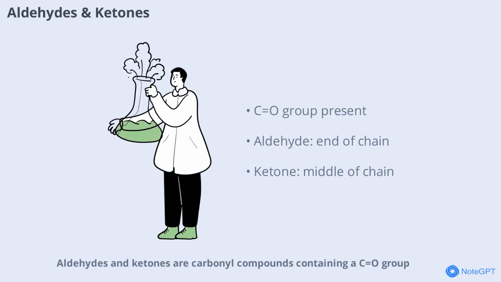Aldehydes and ketones are carbonyl compounds containing a C=O group. Aldehydes have the carbonyl at the end of the chain while ketones have it in the middle. We'll compare their structures, physical properties, and key reactions like nucleophilic addition. Understanding these differences is crucial for identifying and predicting organic reactions.